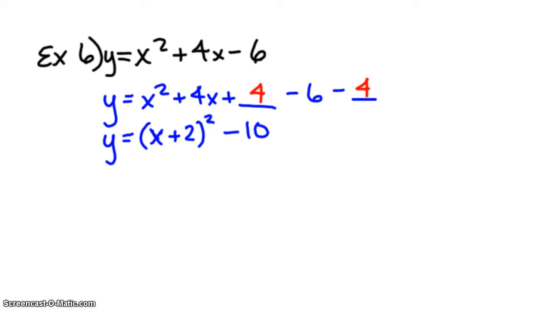Please do check 6 now. Check 6 answer is y equals, parenthesis, x plus 3 halves, quantity squared, minus 33 over 4. You can also have the decimal equivalents. The vertex would be negative 3 halves, comma, negative 33 over 4, and your y-intercept would be 0, negative 6.